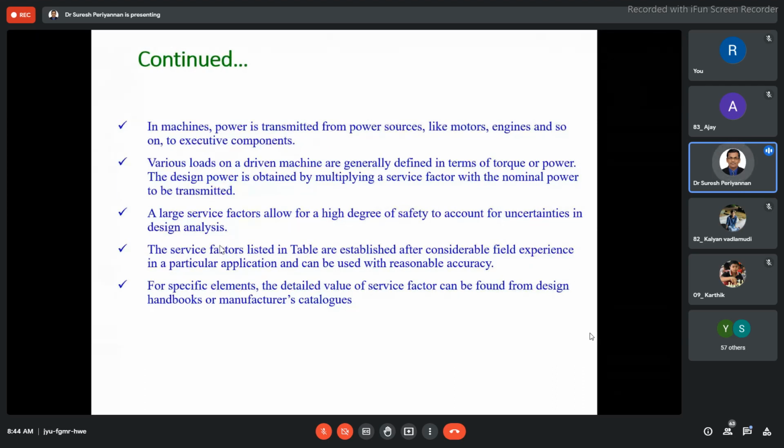What are the critical components? We will see in the table later. The service factors listed in the tables have been calibrated after considering the field experience in particular applications and can be used with reasonable accuracy. The service factor, as you are engineers, right? Now you are directly users. You are engineers now. If you are designing a new component, you are seeing the service factor table. You are taking the data from that.